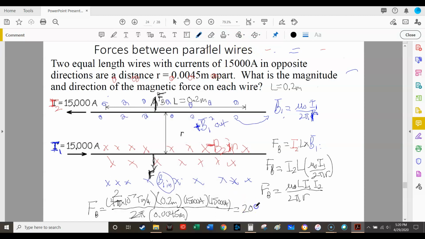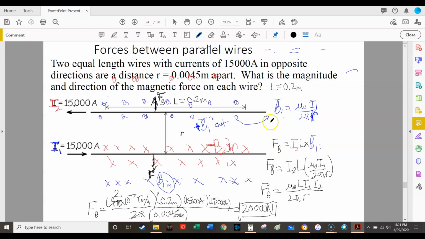Good Lord. That is a huge force. And that's a lot of amperage, by the way. It's not a normal amount, but that's something akin to what a power plant would produce. So anyways, that's how you apply force due to current carrying wires.